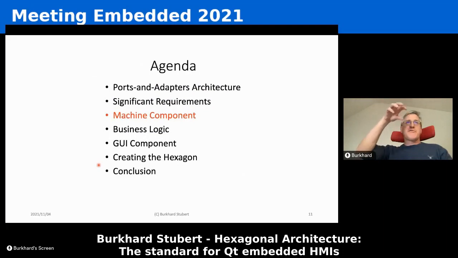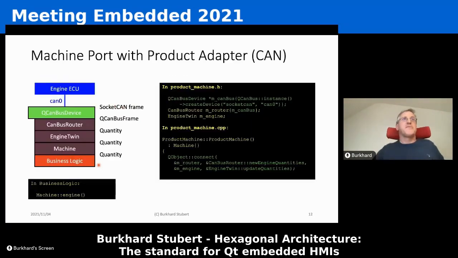Now I'm looking into each component. We have a machine, a business logic, a GUI component, and we have to create the hexagon in the main function. I'll show you some code, and you can find the code on my GitHub repository. We first have the machine port with a product adapter. That would be the machine adapter we use in our real product, so nothing simulated, nothing mocked. That's the real thing. We see that the engine ECU sends CAN frames, so SocketCAN frames, over to our terminal, which uses Linux.